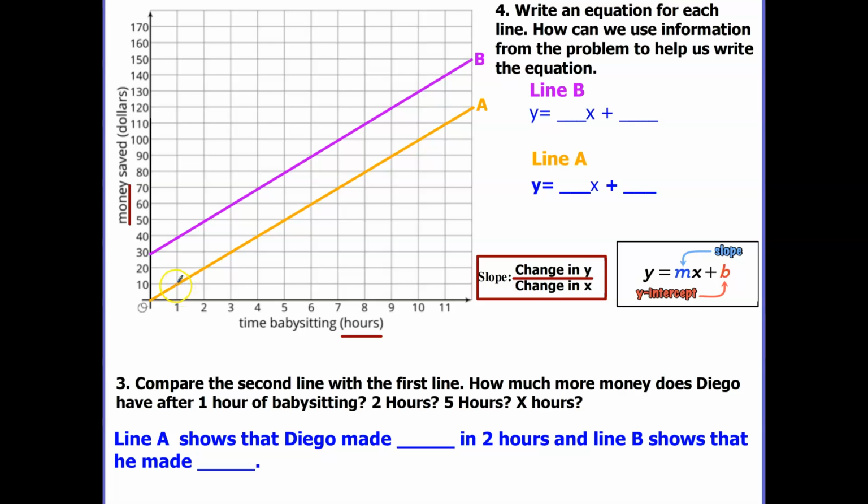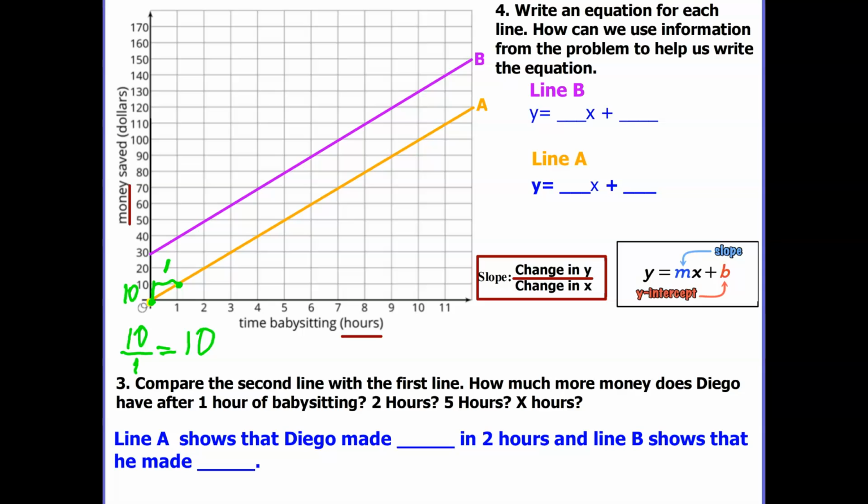So I'll pick 2 points. Change the color. And I will look at the change in y and change in x. So the change in y here is from 0 to 10. So 10. And the change in x is 1. So the slope for line A is 10 over 1, which is 10. And the slope is positive because the line is going up.